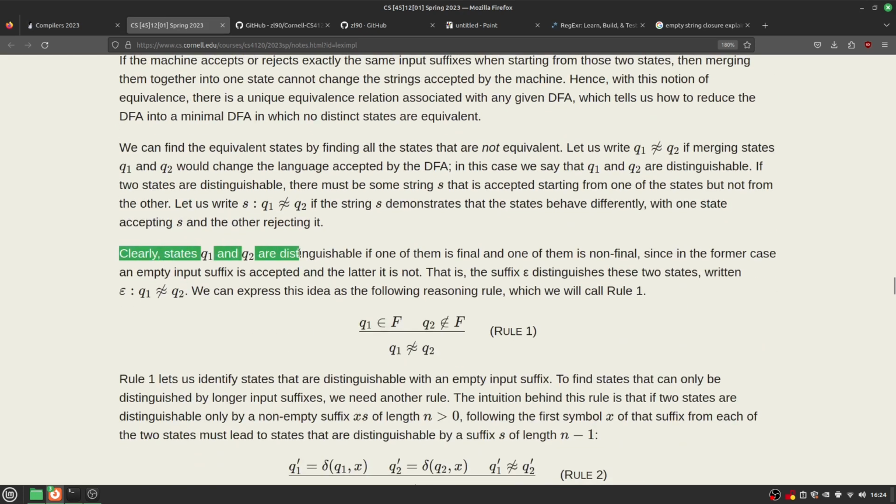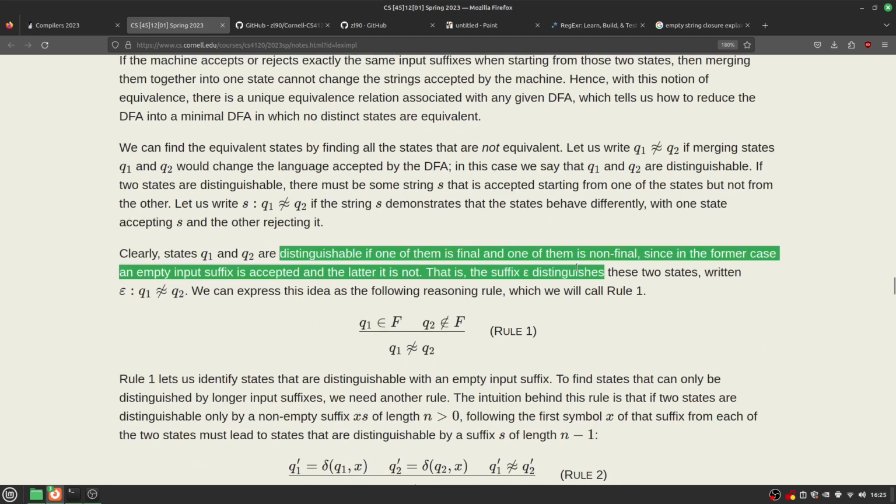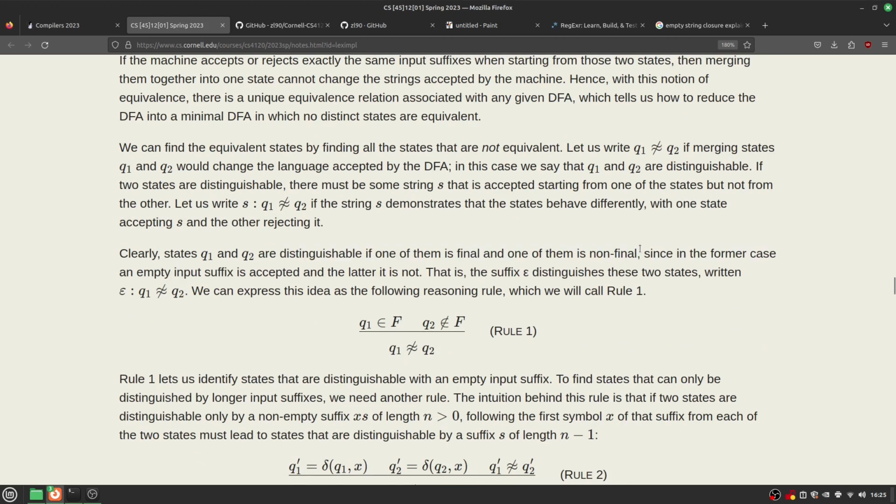Clearly states Q1 and Q2 are distinguishable if one of them is final and one of them is non-final. Since in the former case, an empty input suffix is accepted and in the latter it is not. That is, the suffix empty string distinguishes these two states. We can express this idea as the following reasoning rule, which we will call Rule 1.